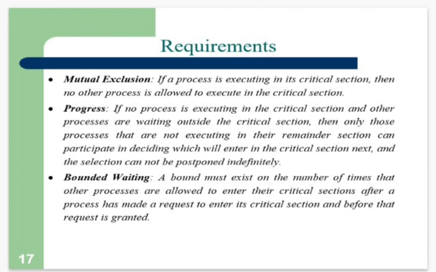Mutual exclusion. If a process is executing in its critical section, then no other process is allowed to execute in the critical section. It is a program object that prevents multiple threads from accessing the same shared resource simultaneously. A shared resource in this context is a code element with a critical section, the part of code that should not be executed by more than one thread at a time.